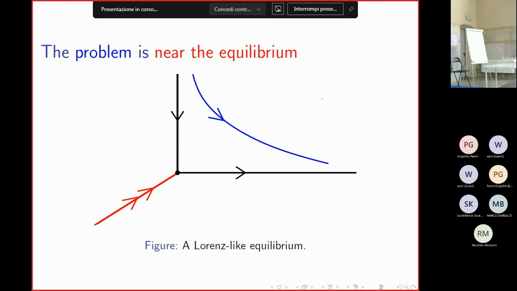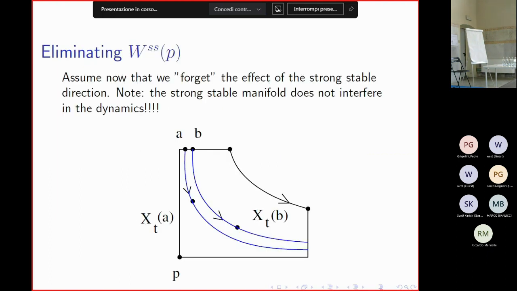You take a point, and it goes in this direction like a saddle. And if you sum this eigenvalue with this one, the sum is bigger than one. There is one relation between the eigenvalues of the linear part of the flow at the singularity. This is the problem.